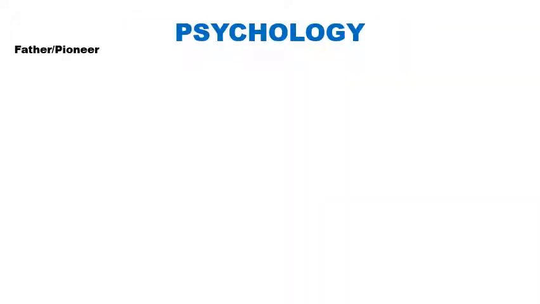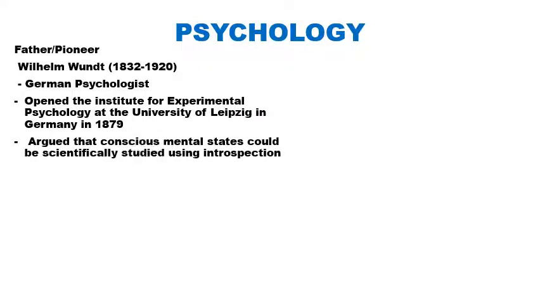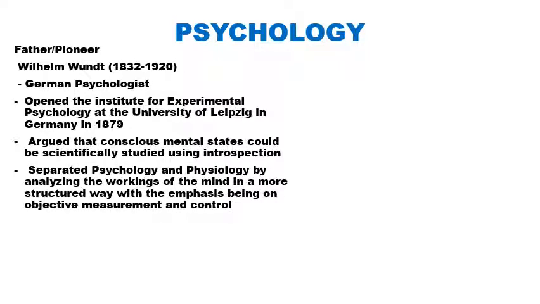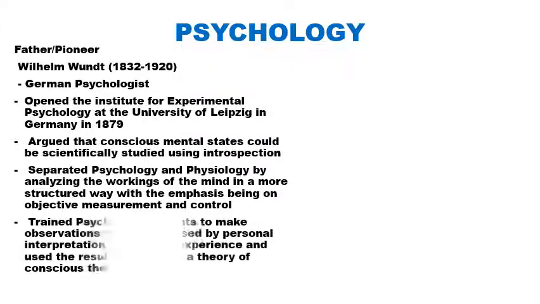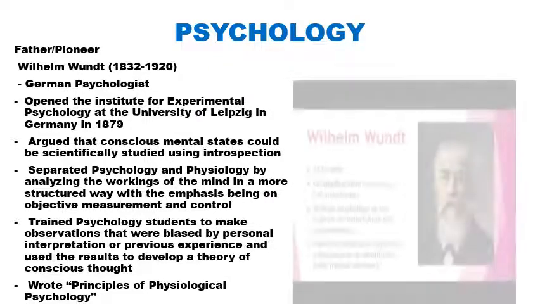Psychology. The father and pioneer of psychology is Wilhelm Wundt, German psychologist, who opened the Institute for Experimental Psychology at the University of Leipzig in Germany in 1879. He argued that conscious mental states could be scientifically studied using introspection, separated psychology and physiology by analyzing the workings of the mind in a more structured way with the emphasis being on objective measurement and control, trained psychology students to make observations that were not biased by personal interpretation or previous experience and used the results to develop a theory of conscious thought, and wrote Principles of Physiological Psychology.